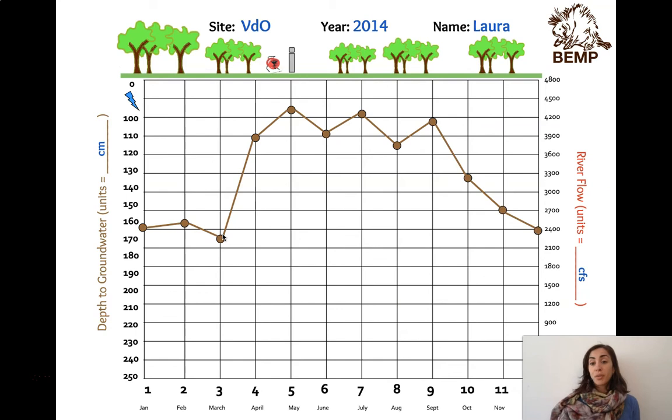When you're done representing that data set, the depth to groundwater for that particular site, what you're going to do is connect the dots for each of these months. That's because we are representing continuous data. That means data that we collect continuously month to month.